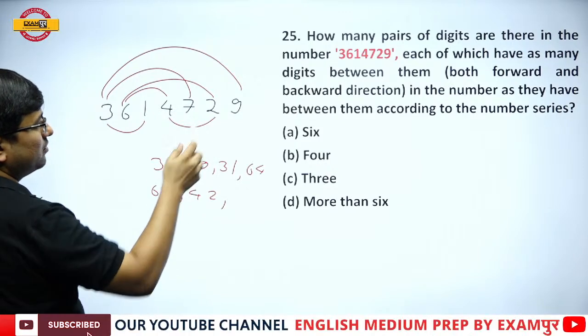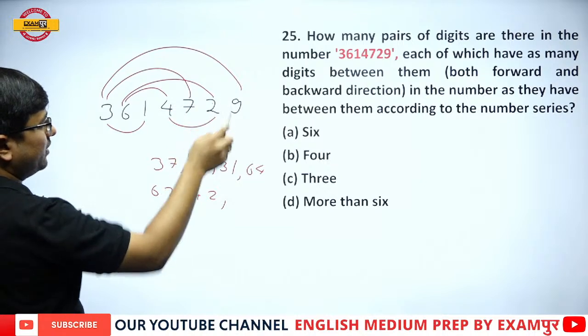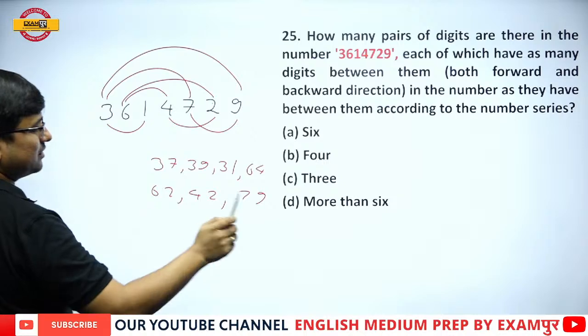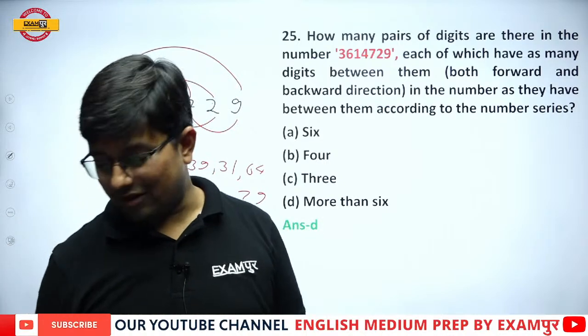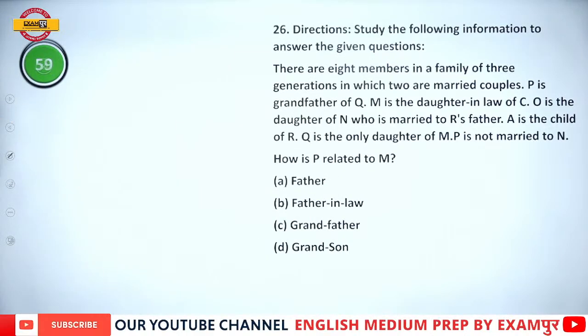Then from 4, 5, 6, 7. No, from 7, 6, 5, 8, 9. Yes, 8, 9. So there are 1, 2, 3, 4, 7 pairs. So the right answer will be more than 6. All right, everyone. Next, solve this one.